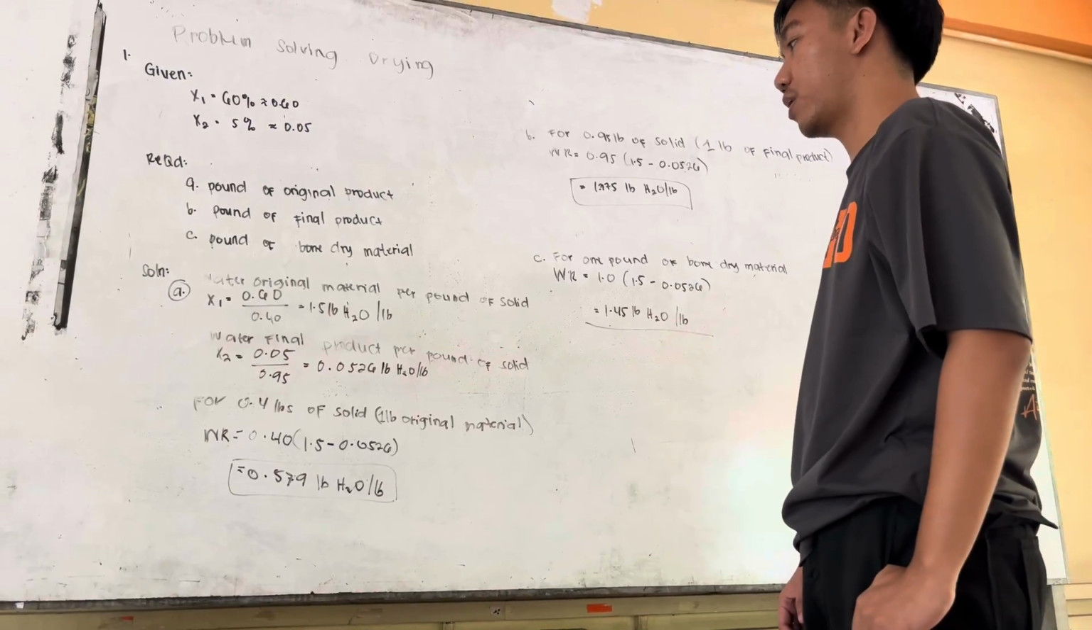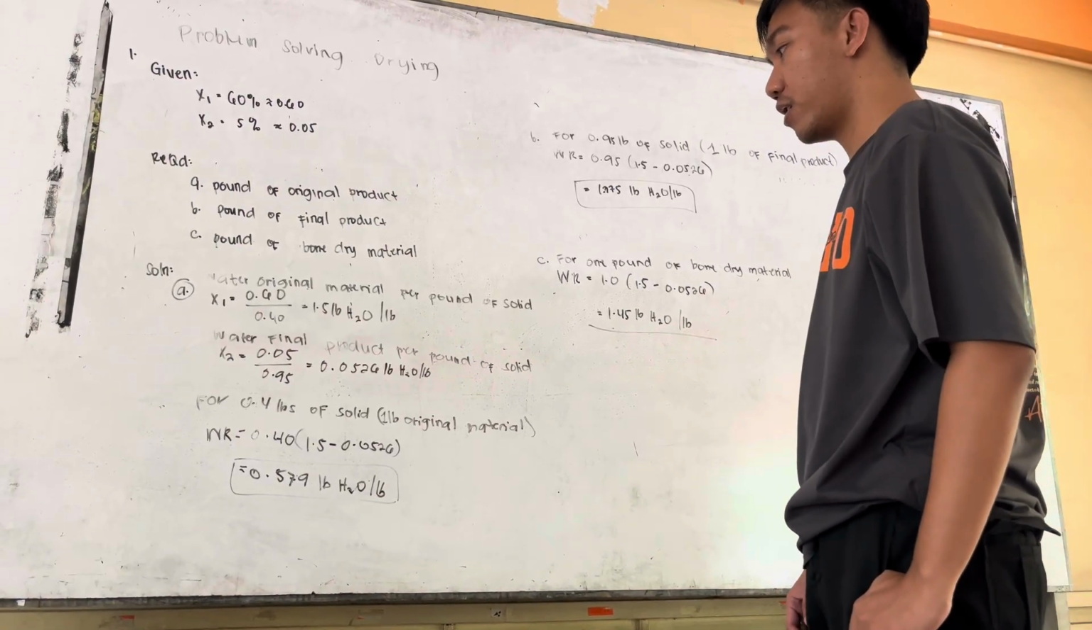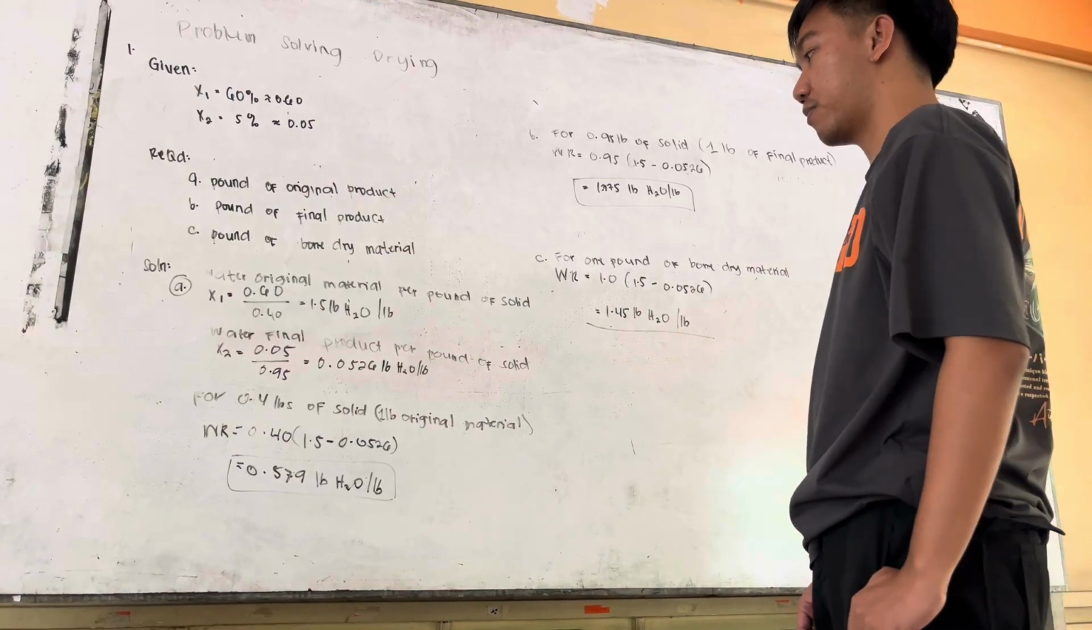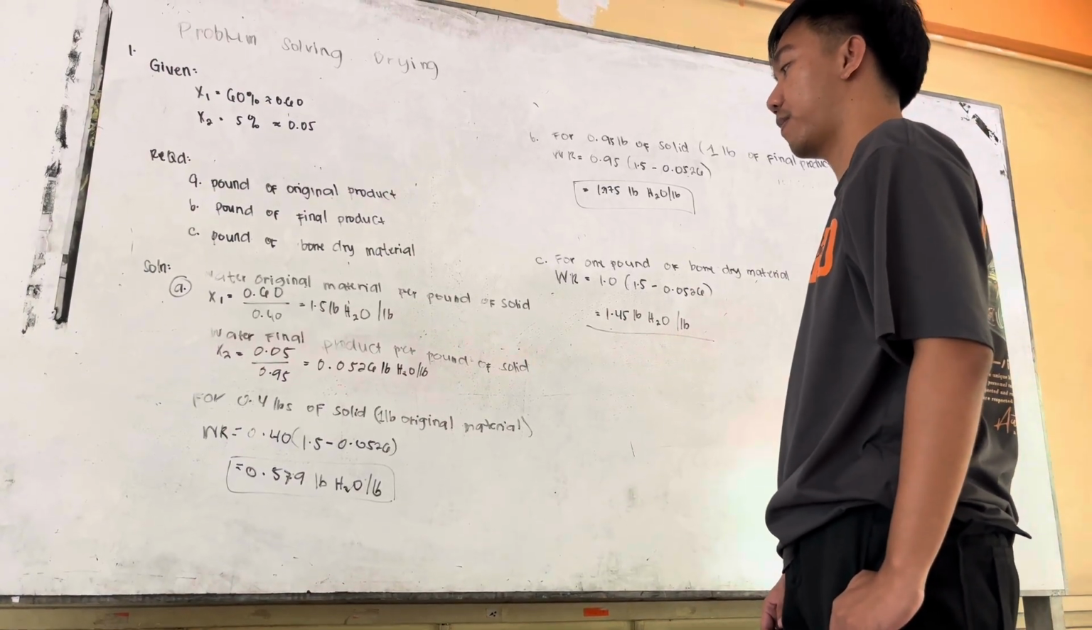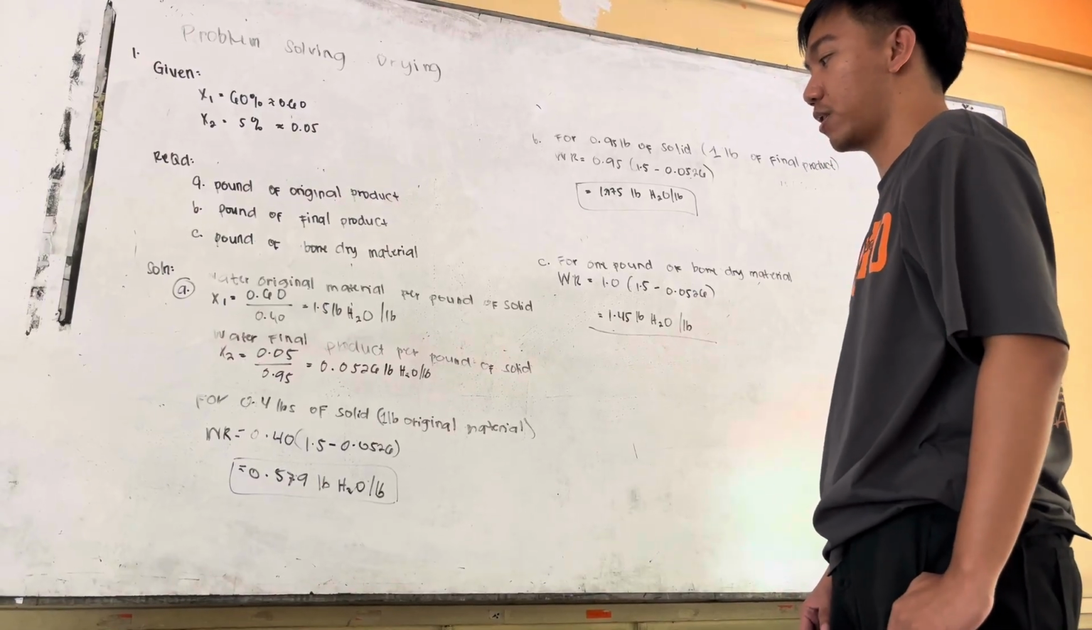And for 0.4 pounds of solid, we have WR equals 0.40 times (1.5 minus 0.0526) equals 0.579 pound water per pound.